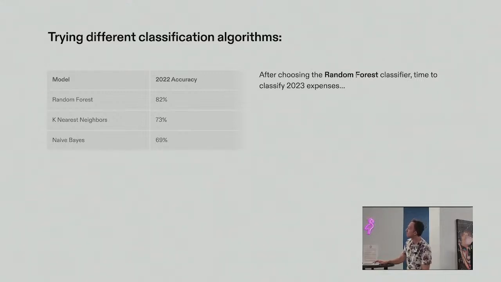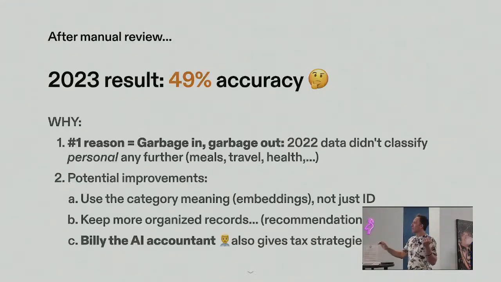So yeah, I chose the random forest classifier. 82%. I was very excited. I was hoping it would give me the answer to all my problems. And then I went and I manually reviewed the results. And this is the overall accuracy that I got for 2023. I only got 49% accuracy for the categorization.